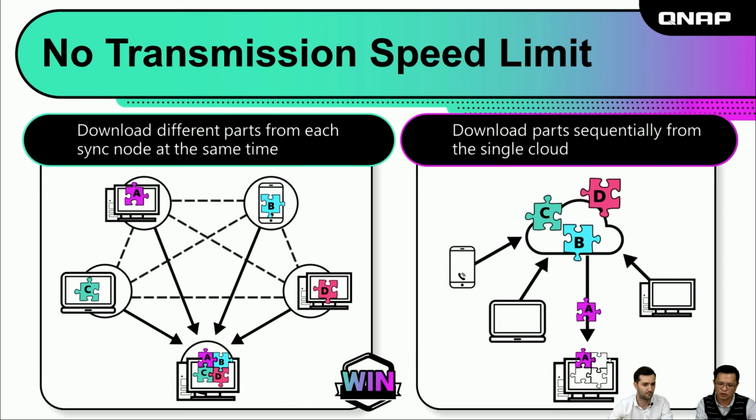No transmission speed limit. This is a unique advantage of Resilio Sync. If I want to sync the files, I can connect with all the online points and get the files from all of them. It's very fast, especially when the synchronization is under the NAS. But for the traditional service, if you want to sync a file, you have to wait for the other device to upload the file to the cloud, and then you can start to download it.